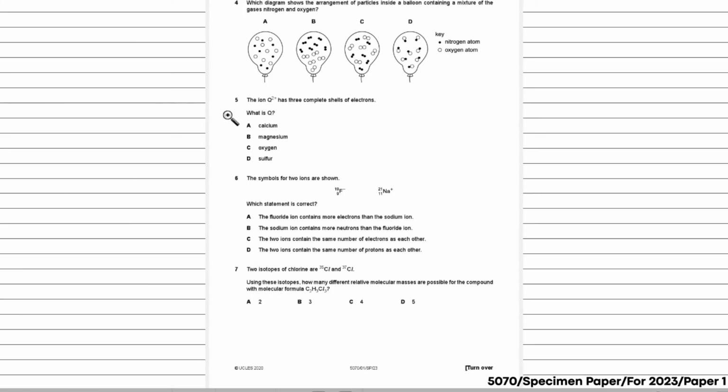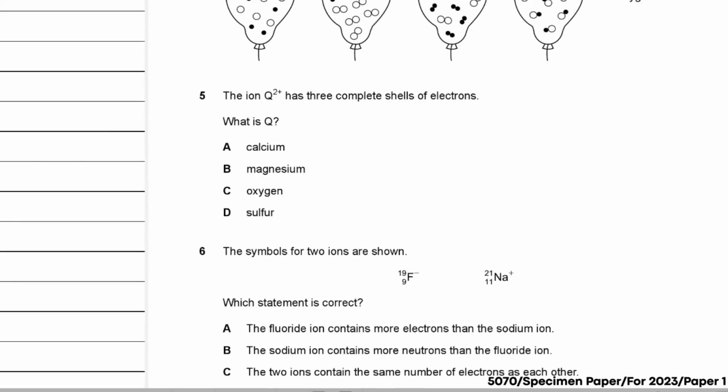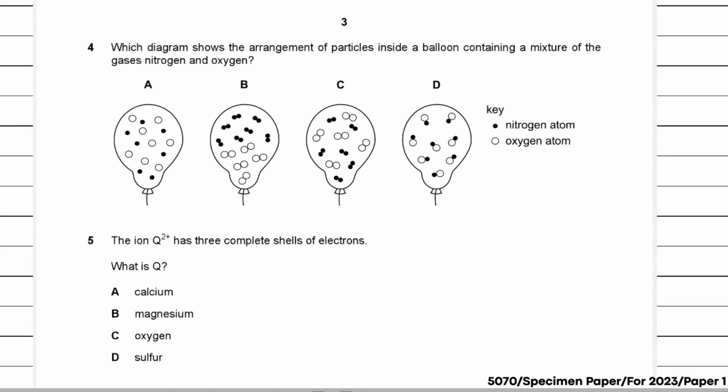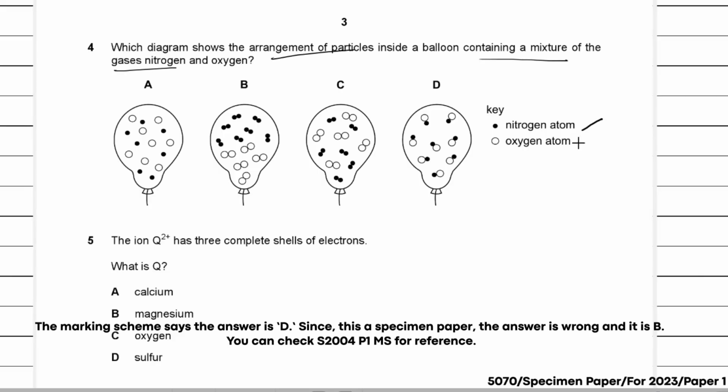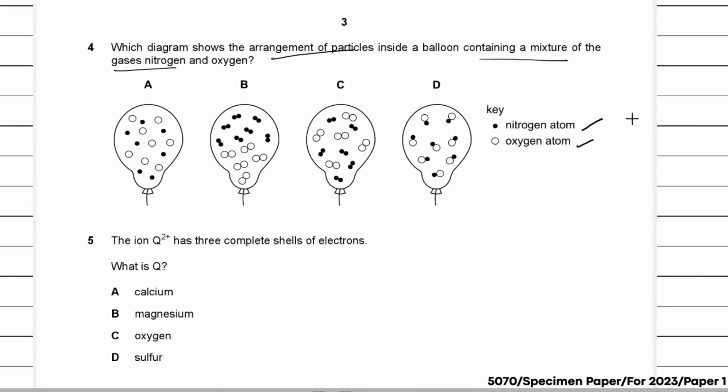Okay, moving on to the next question. Which diagram shows the arrangement of particles inside a balloon containing a mixture of gases nitrogen and oxygen? So we have nitrogen atom and we have oxygen atom as defined in the key. So let's take a look at all the gases.